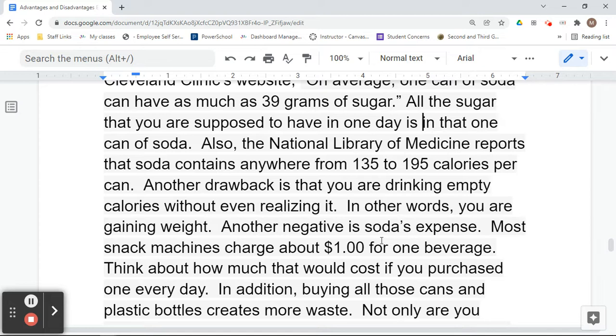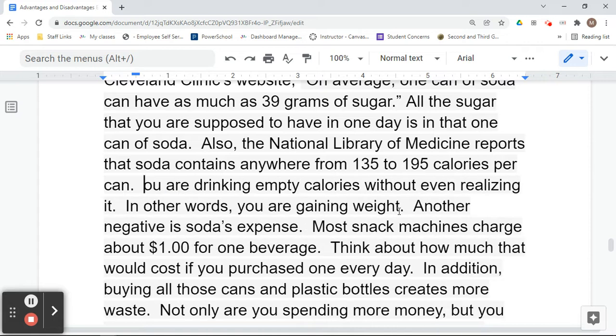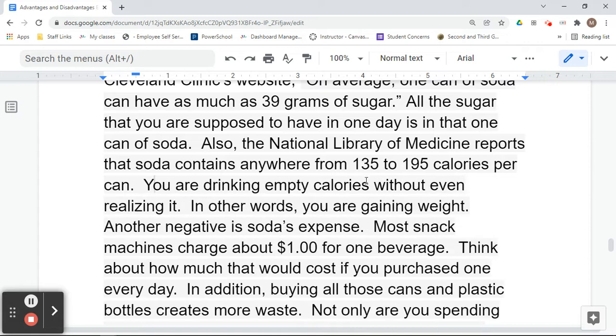Another negative is soda's expense. Okay, I want to fix this and this because I don't like it. Also, the National Library of Medicine reports that soda contains anywhere from 135 to 195 calories per can. And I'm going to take out drawback. You are drinking empty calories without even realizing it. In other words, you are gaining weight.